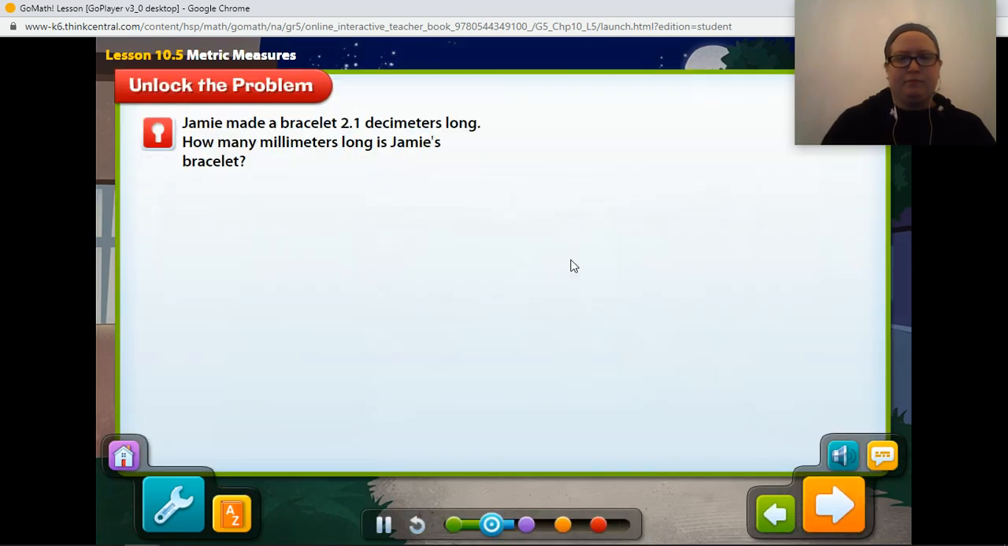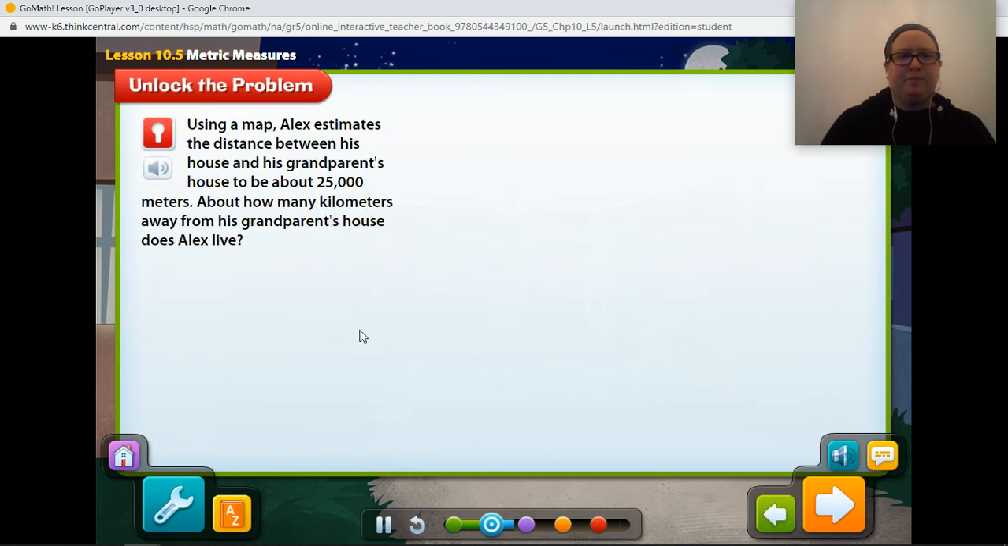Let's look at how you can convert units of measurement. Let's take a look at how to compare and convert metric units using powers of 10. Using a map, Alex estimates the distance between his house and his grandparents' house to be about 25,000 meters. About how many kilometers away from his grandparents' house does Alex live?